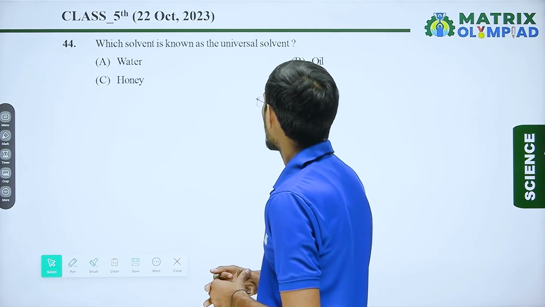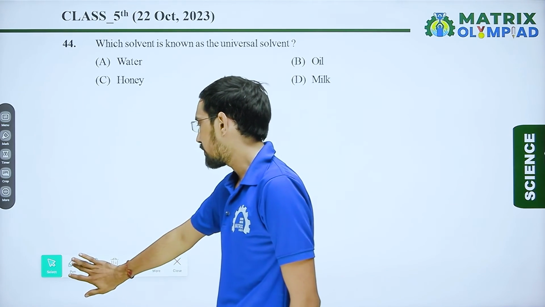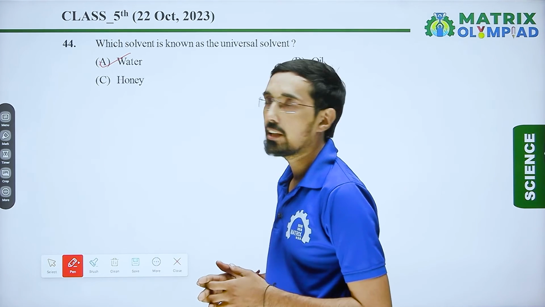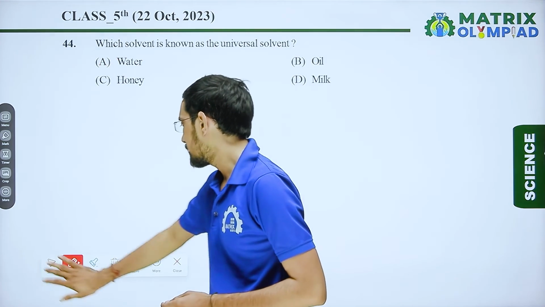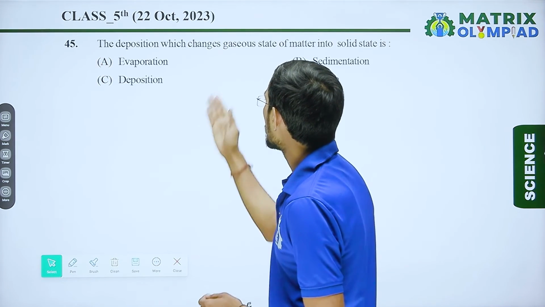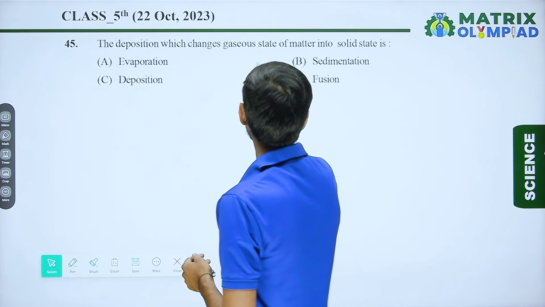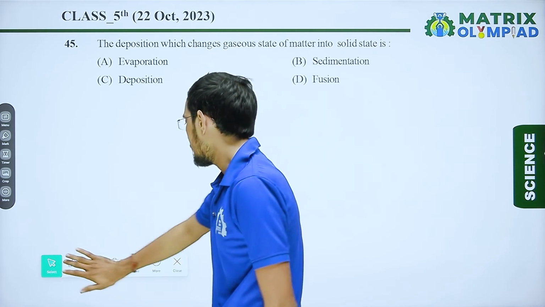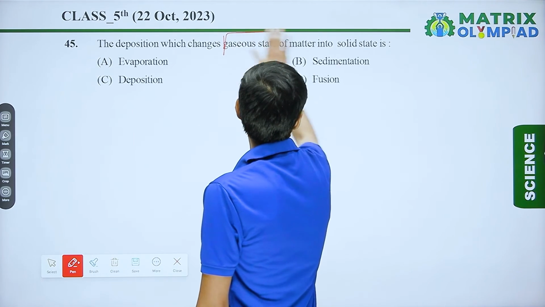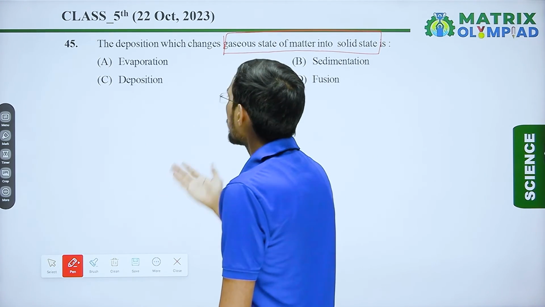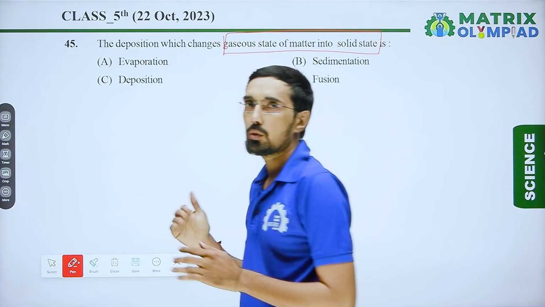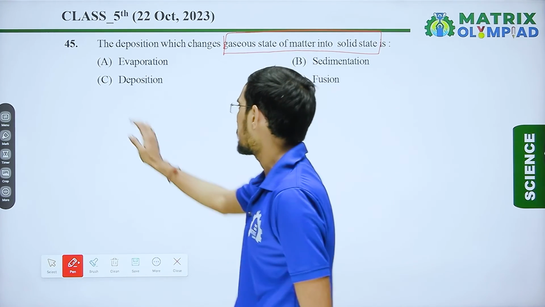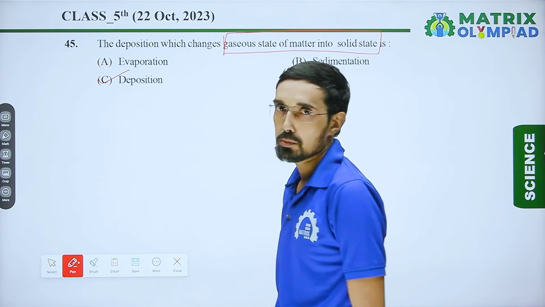Which solvent is known as universal solvent? As we know that water is known as the universal solvent. So option A will be correct. Next question. The deposition which changes gases or state of matter into solid. Here we can see that gases are converted into solid state. It is a reverse process, solid into gases or gases into solid. That process will be known as deposition. So our C option will be correct option.